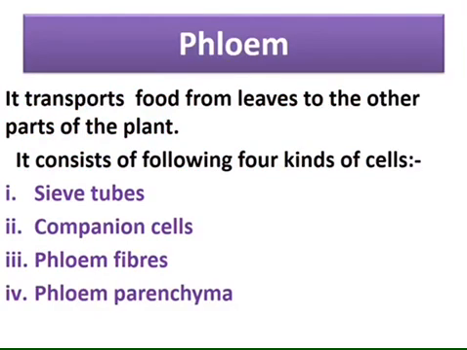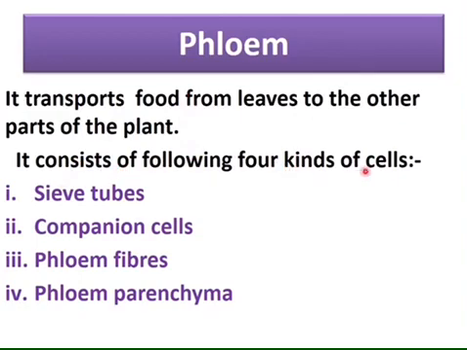Now the second type of complex permanent tissue is phloem. Phloem transports food from leaves to the other parts of the plant, like xylem was transporting water and minerals from soil to all other parts of the plants. Likewise, phloem is transporting food from leaves because leaves are preparing the food. Chlorophyll is present in leaves. That is why the phloem tissue transports food from leaves to all parts of the plant.